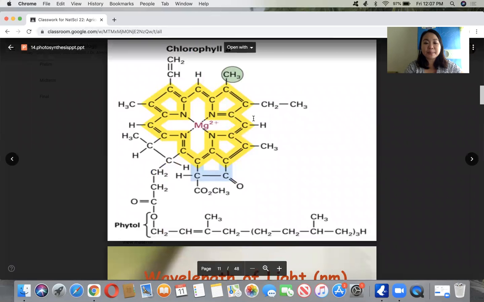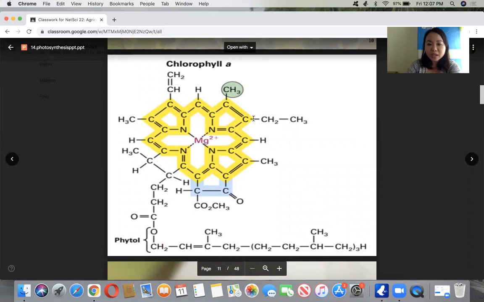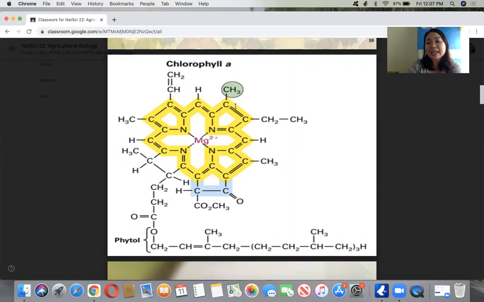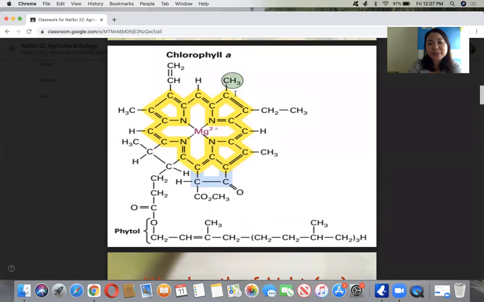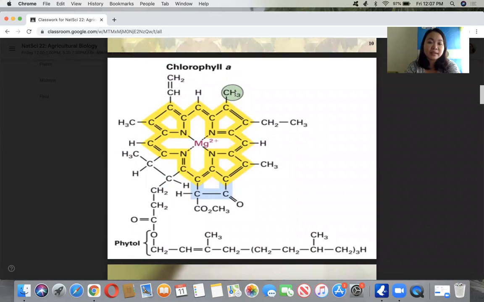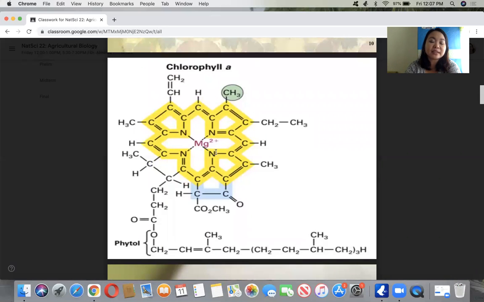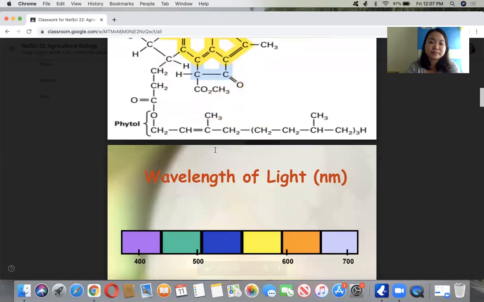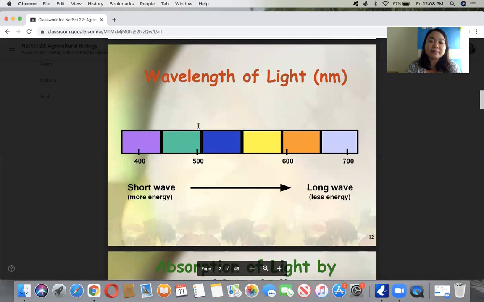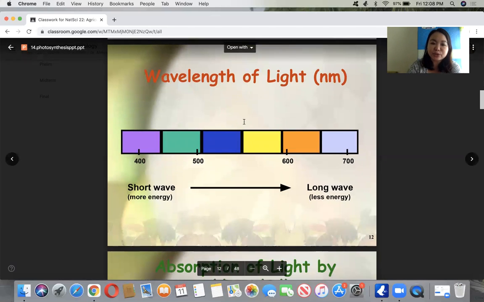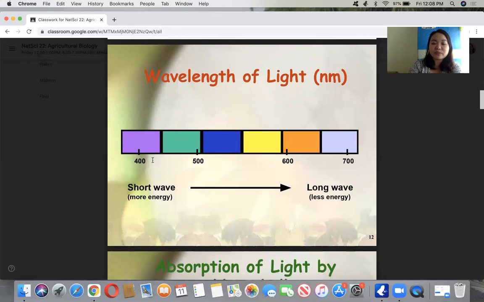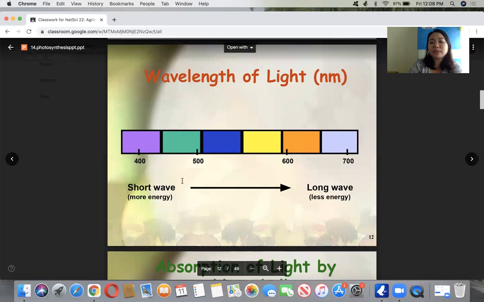So this is the typical chemical structure of chlorophyll A. We have two chlorophylls, chlorophyll A and chlorophyll B, and we will discuss each difference later. Again, the magnesium is at the center of the chlorophyll. The wavelength that I am talking about is the short wave to long wave wavelength in nanometers, which comprises 400 to 700 nanometers, from blue to red.